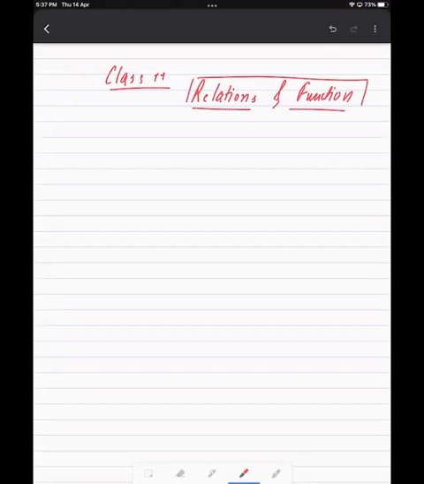The weightage of this chapter is not more, but at the same time, this chapter is very important. I cannot name any chapter in class 11th and in class 12th in which relations and functions are not used. Okay, so there are some prerequisites for this chapter.